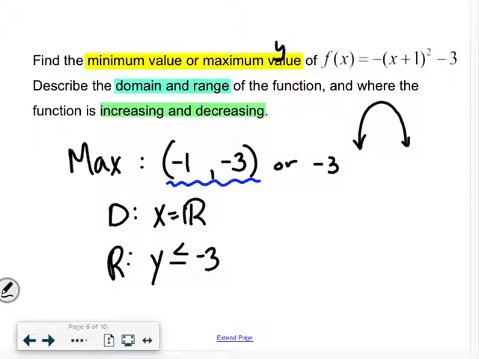-3 was just described as our max value, so we shouldn't have anything above -3. Everything is below, less than or equal to. And it does include -3 because you can actually be -3 at the vertex. Okay, increasing and decreasing. Josh, you want to give us your increasing interval?